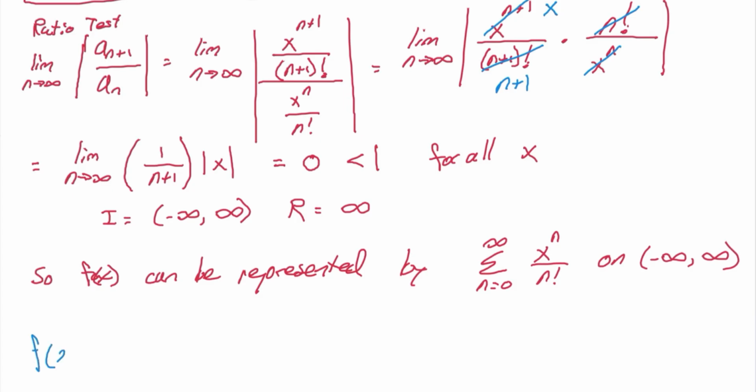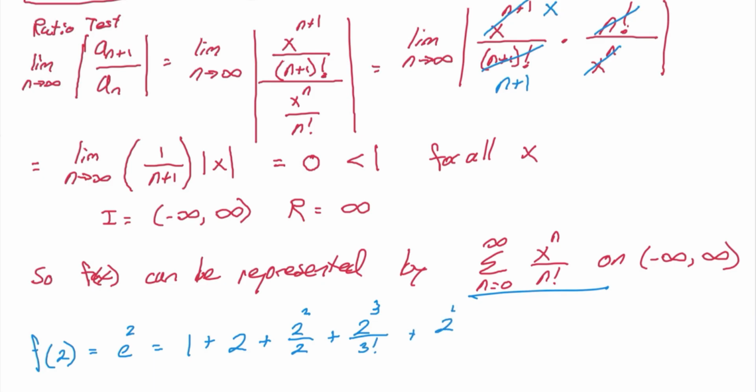Let's say we wanted to figure out what f of 2 is. That is e squared in this case. Well, we could use this sum to help us find that. We'd have 1 plus 2 plus 2 squared divided by 2 factorial, or just 2, plus 2 cubed divided by 3 factorial, plus 2 to the 4th divided by 4 factorial. And if we did that forever, we would actually get e squared.